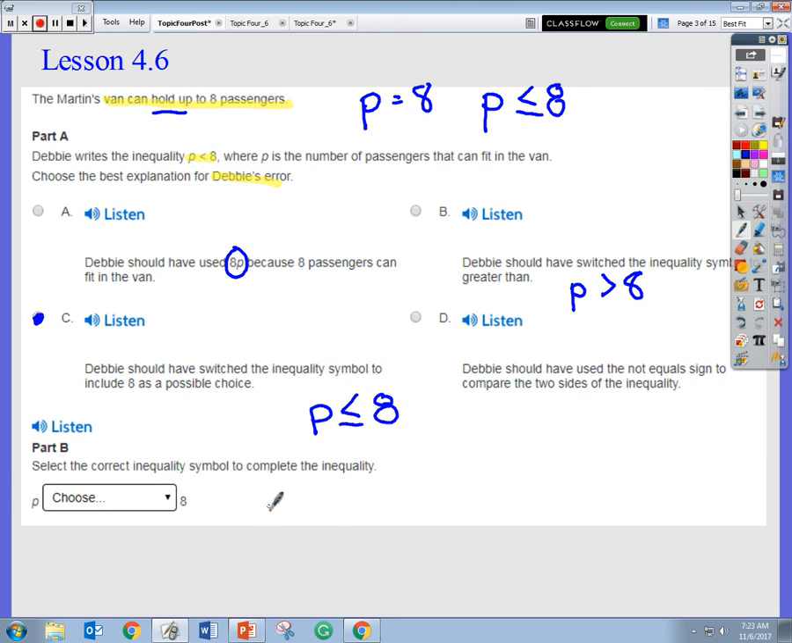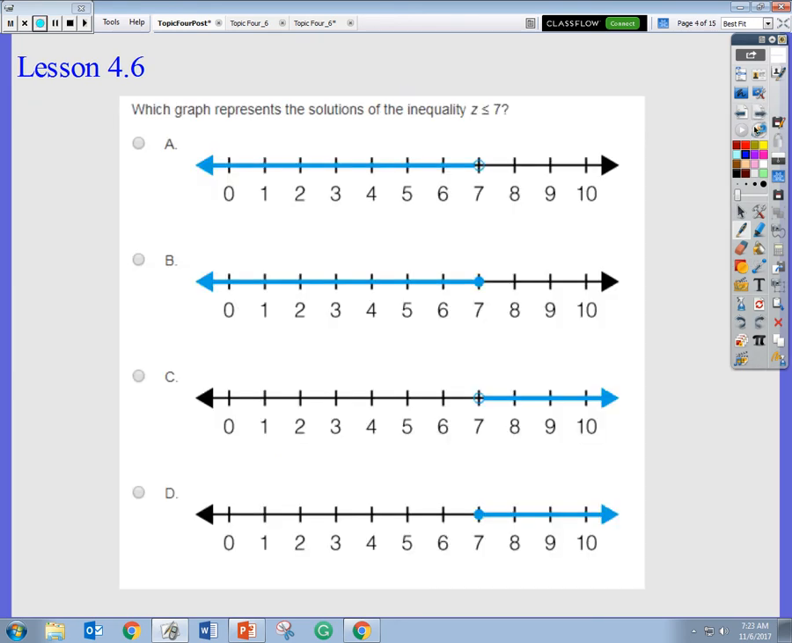Select the correct inequality. Well, I actually wrote that above. It should be P is less than or equal to 8. All right, let's go on to the next slide here.